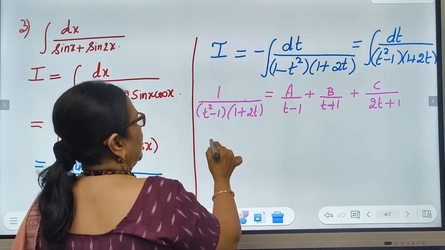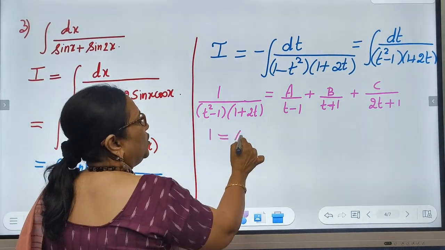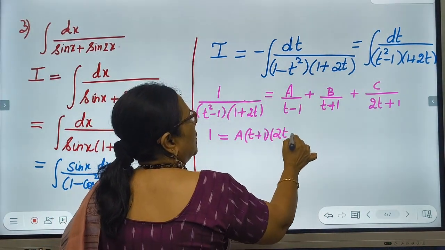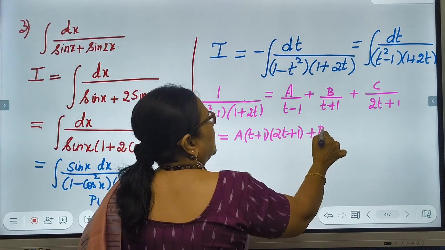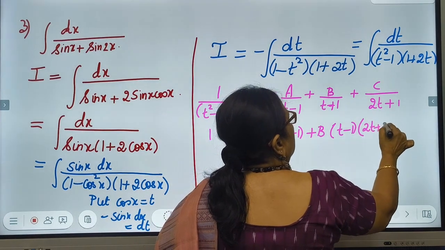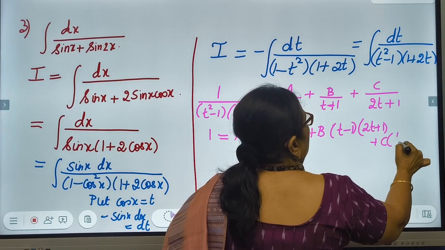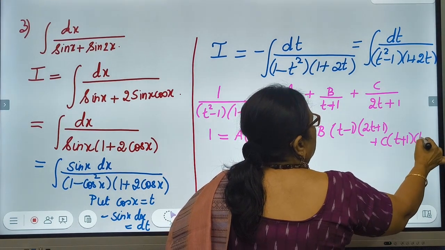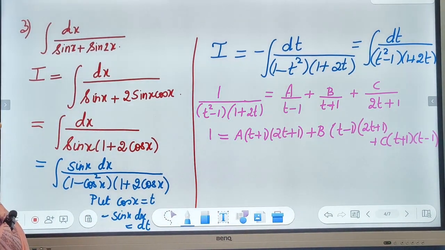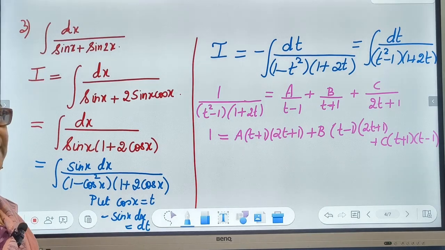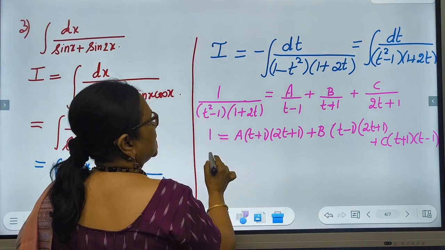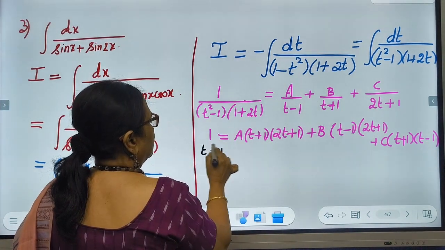So, when I take LCM, I will get 1 equal to a into (t plus 1) into (2t plus 1) plus b into (t minus 1) into (2t plus 1) plus c into (t plus 1) into (t minus 1). So, we need to find the values of a, b and c. So, I am going to substitute. First, let t be equal to 1.